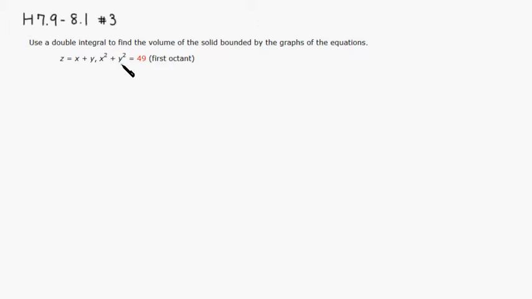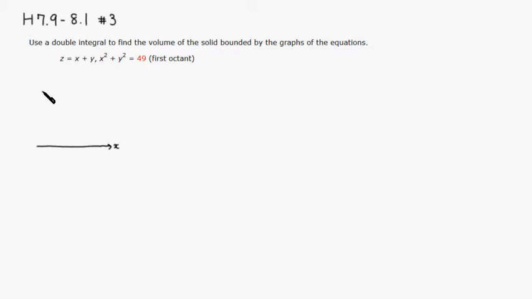Since this is bounded by x squared plus y squared equals 49, this is the cylinder, a circular cylinder with radius 7. Alright, so the region on the xy plane is going to look like this.